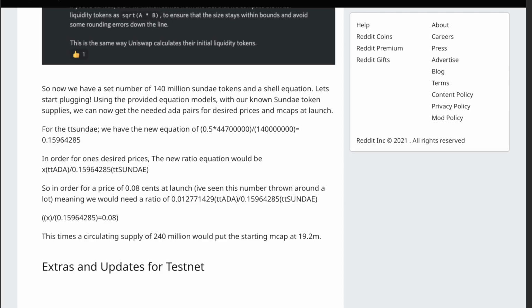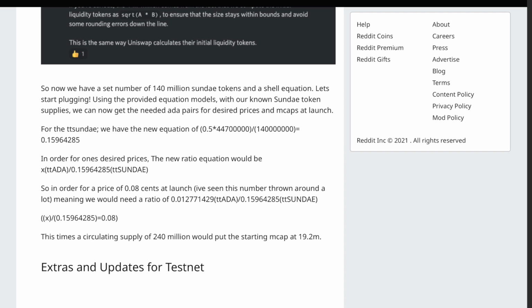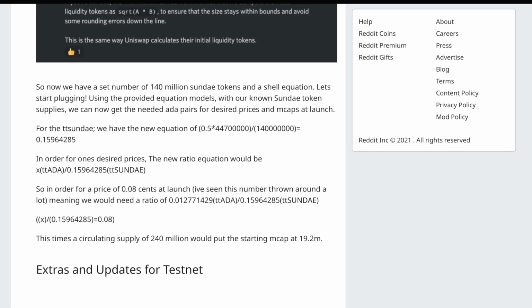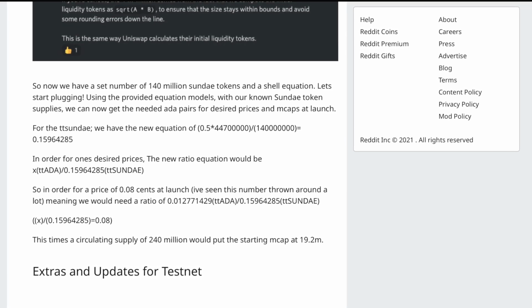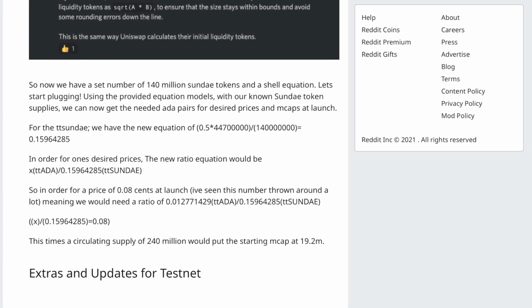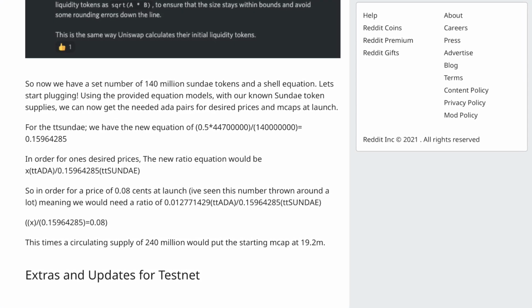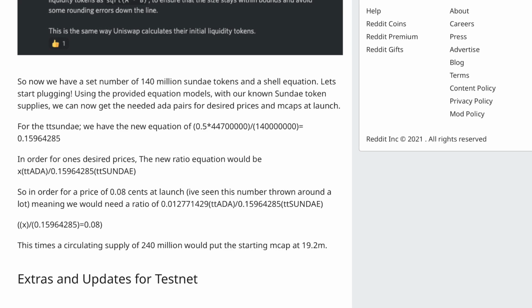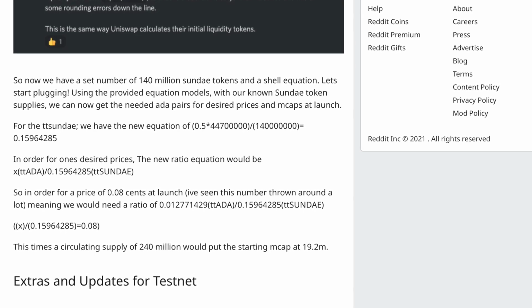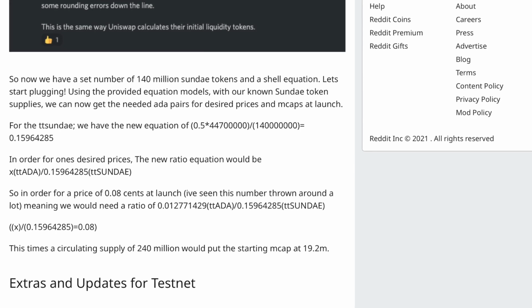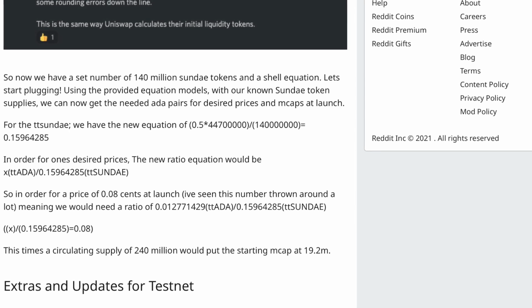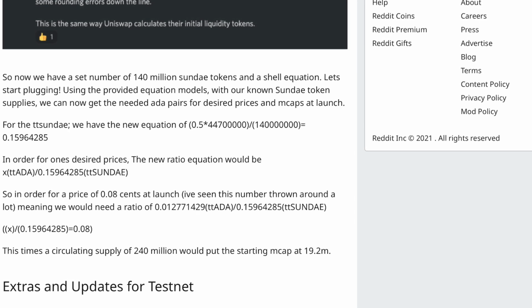So in order for the price of 0.08 cent at launch, I've seen this number thrown around a lot, meaning we would need a ratio of 0.012771429 taste test ADA to 0.1596 0.4285 taste test Sunday. And that is how you would come out to equal that 0.08 cent at the time of the launch. And this times a circulating supply of 240 million would put the starting market cap at 19.2 million.